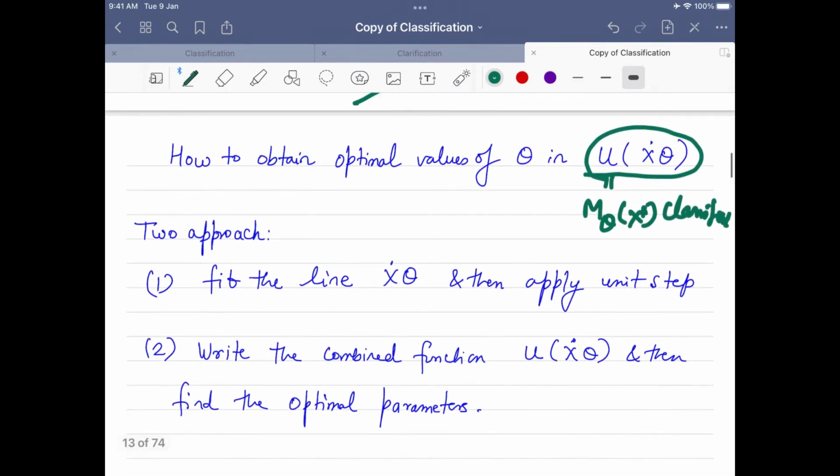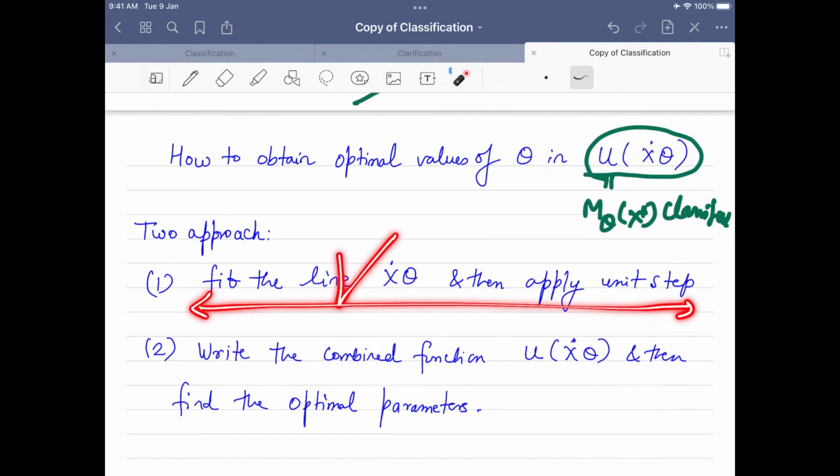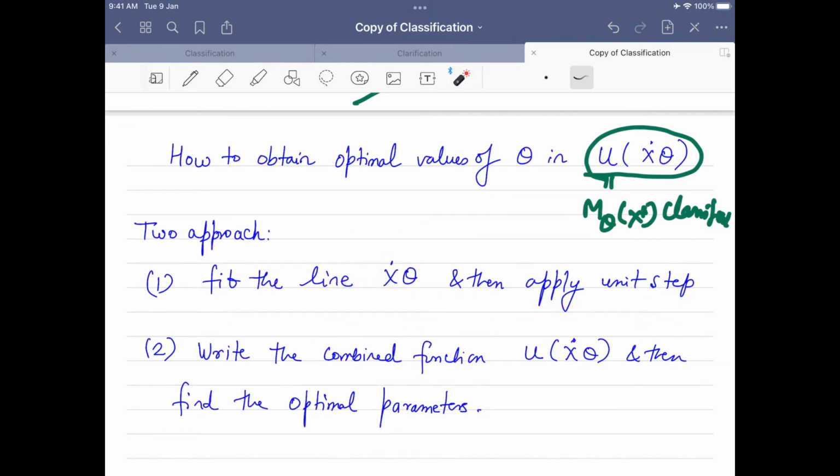So there are two ways of approaching this idea of getting the optimal value of theta. The first way is to fit the line and then apply unit step. I have told you earlier that this is not a good way of doing it, because I have shown you that when you have an outlier, this line will move towards the outlier and then create problems when you threshold it with unit step. So that is not a good approach.